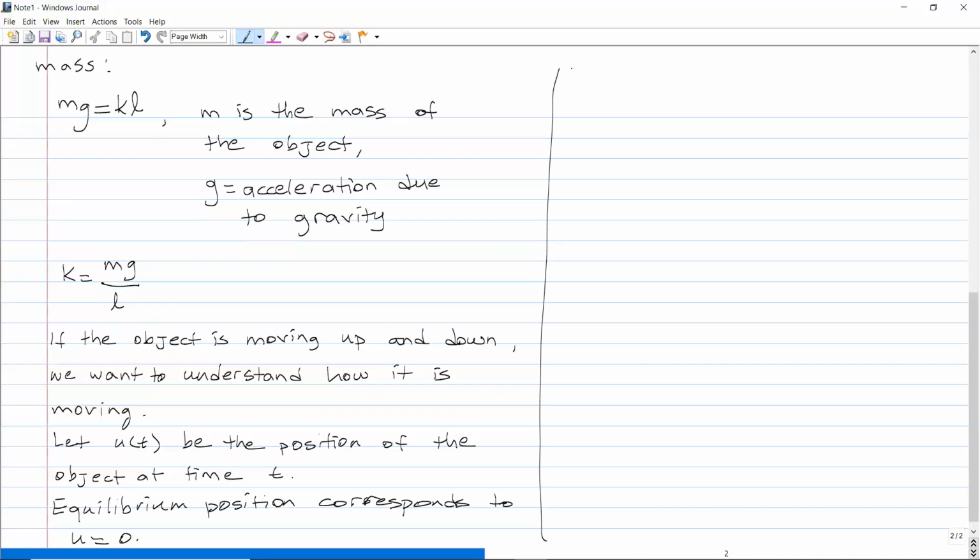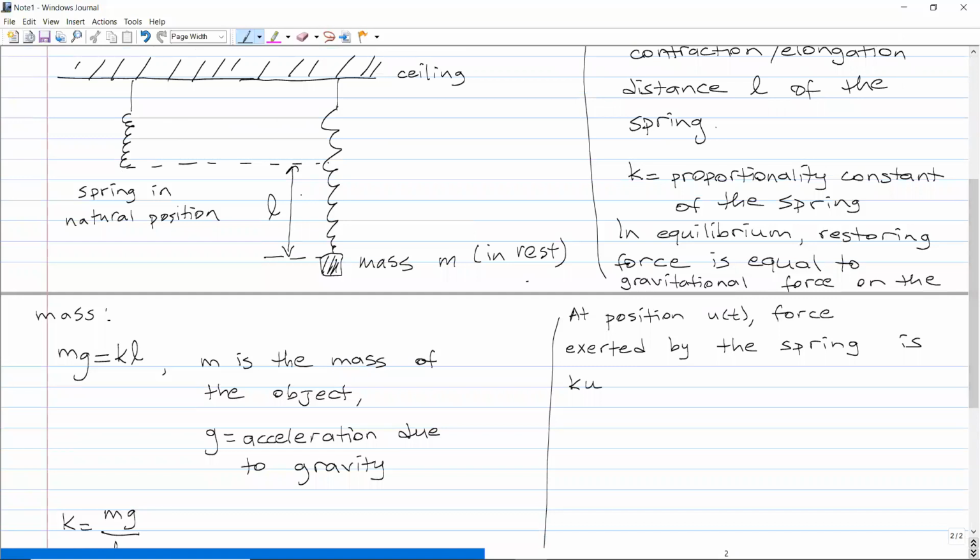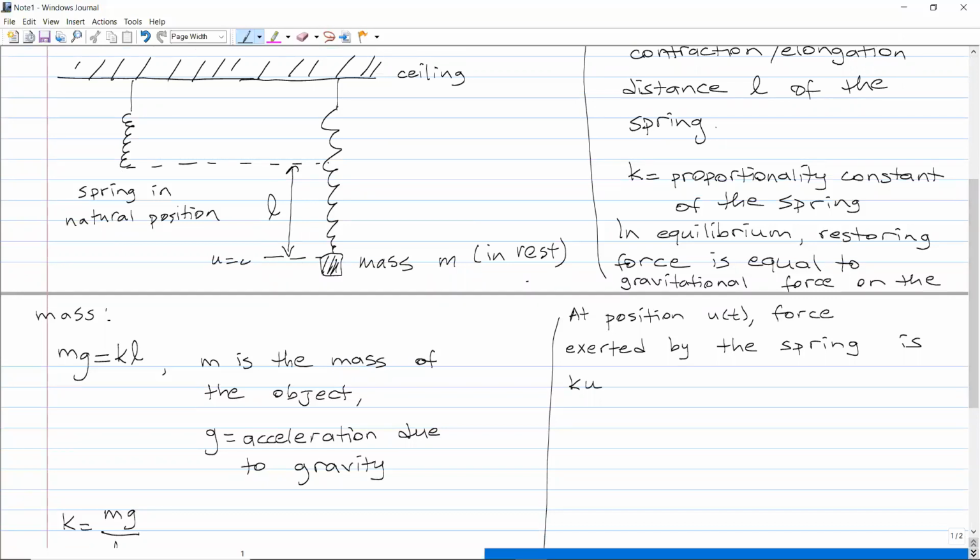Okay, so when the object is at position u(t), the force exerted by the spring is k times u, because the elongation distance is going to change now when the object is moving up and down, and the position gives you, since the equilibrium position is, okay, of course there is the initial elongation, and this position corresponds to u equals 0.